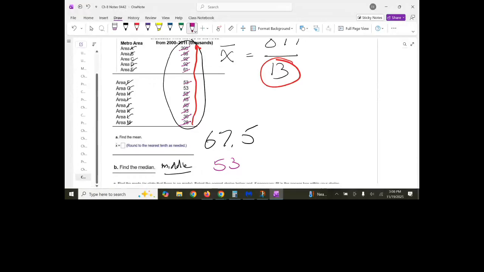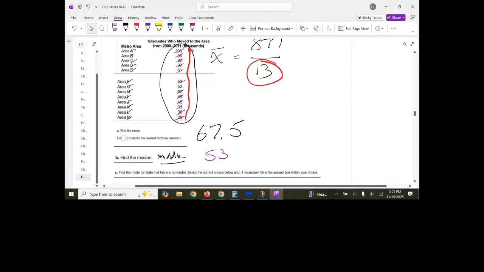Okay. Let me zoom out a little bit. The next part here asks, what's the mode? The mode, y'all, is the number that occurs most often, the number that you see up there more than any others.